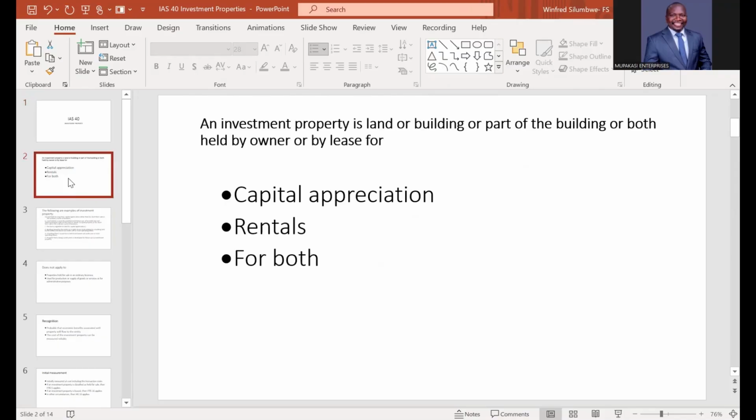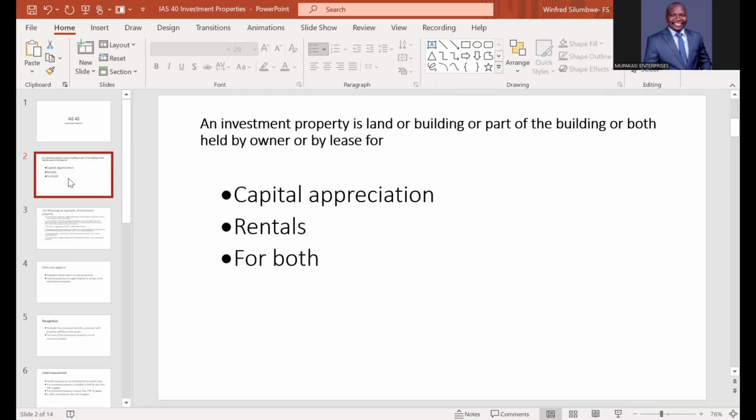So I'm saying an investment property is land or building or part of a building or both, held by the owner or by a lessee for capital appreciation, rentals, or both. Meaning, it can just be bare land, or it can just be a house, or any property which is held, provided the purpose for holding or buying it is to keep it so that it appreciates in value, and then you sell it.